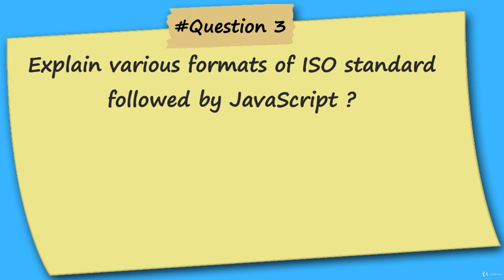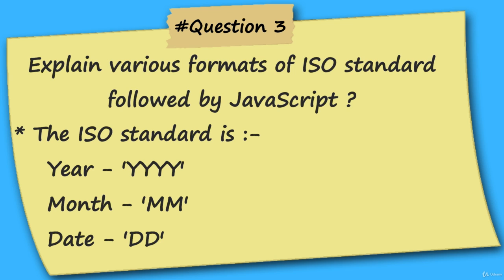The third question is, explain various formats of ISO standard followed by JavaScript. So date format, the ISO standard is that year is always 4 digits, month is always 2, that is MM, date is also DD, and the standard format for entire date along with the time is like this.